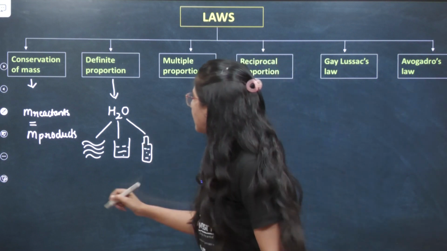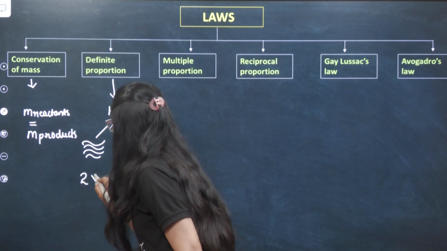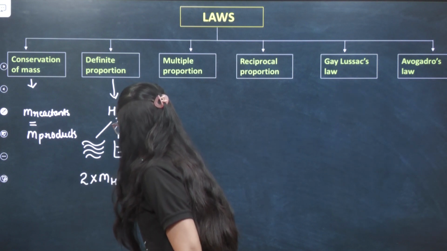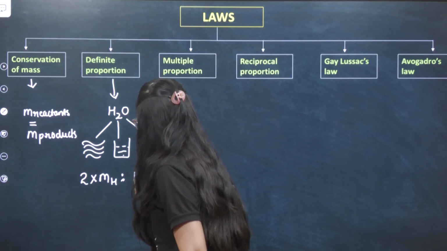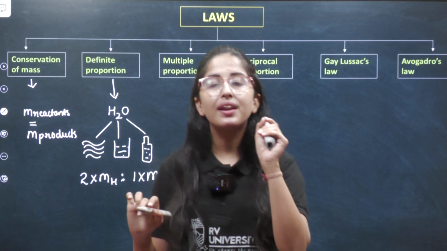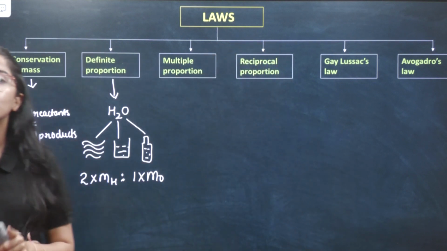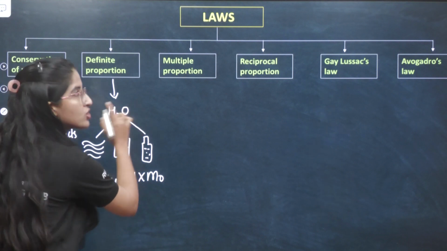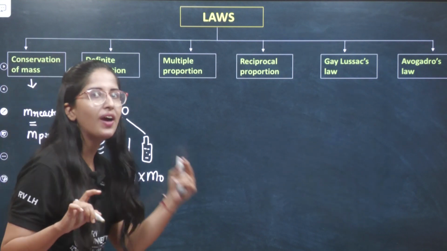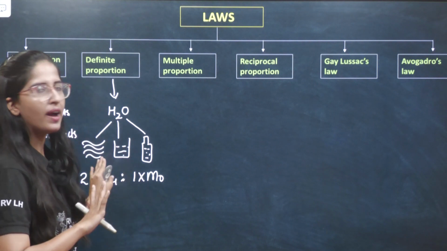Okay, so that means there are 2 hydrogens. So therefore 2 into mass of hydrogen is to 1 into mass of oxygen. They have a simple ratio. Remember it is the mass ratio. 2:1 is not the ratio of number of atoms. Do not confuse it with the number of atoms.